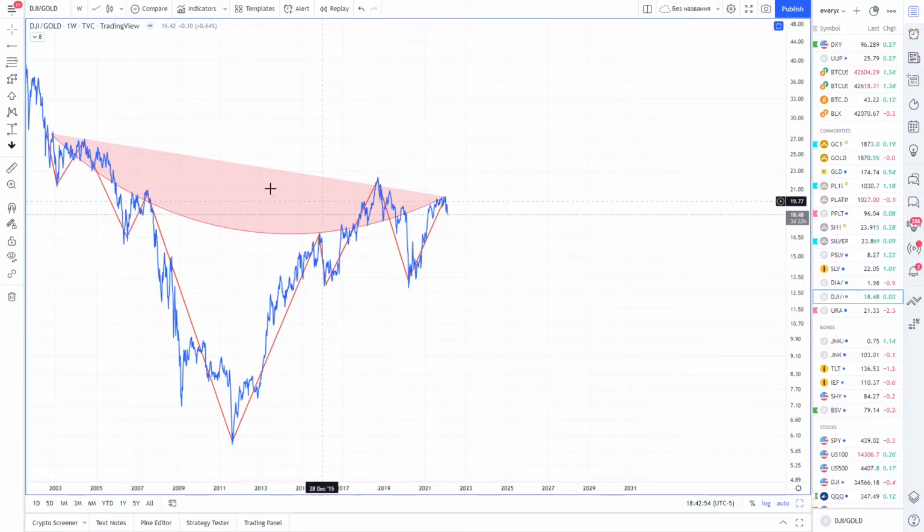The accumulation pattern is defined by this red arc right here, and if the pattern were to penetrate through the arc to the upside, we would expect big movements to the upside, but not everything is so straightforward and simple, and here is why.